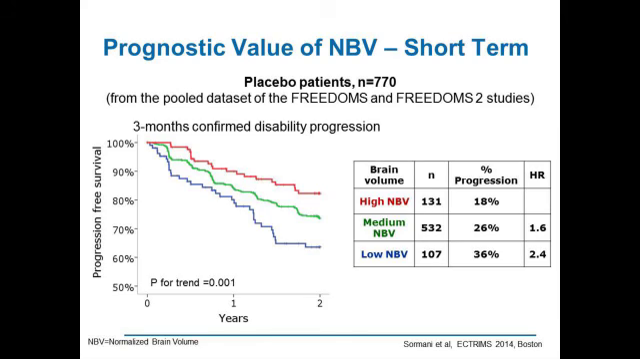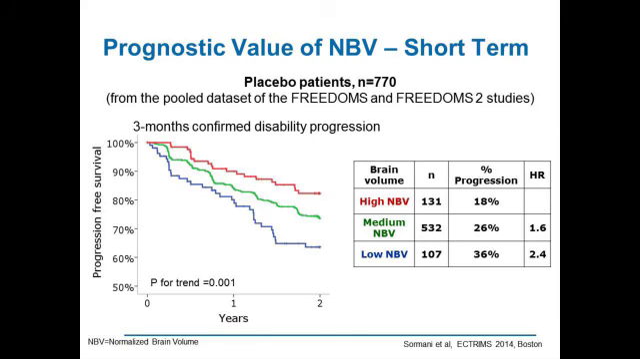And as you can see, if we divide these 700 patients in 3 groups according to the baseline brain volume, and we classify them as patients with a low volume of the brain, a medium volume of the brain, and high normalized brain volume, I will come back to this slide to better explain how this classification was done.